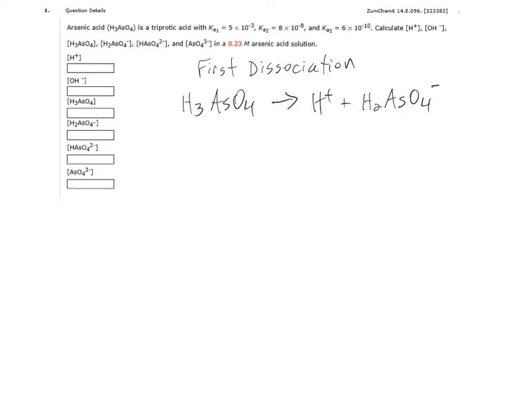We'll write an ice table. And they provided us an initial concentration of 0.23 molar. So that's what gets written in the initial line of the ice table for the acid. Hydrogen and the H2AsO4 ion were not given to us, so we can assume that those are zeros. We'll shift to the side with the zeros.